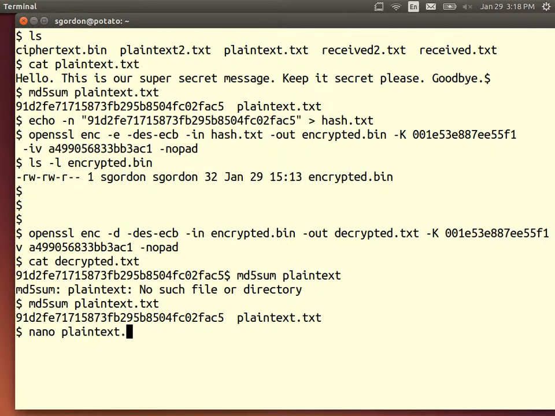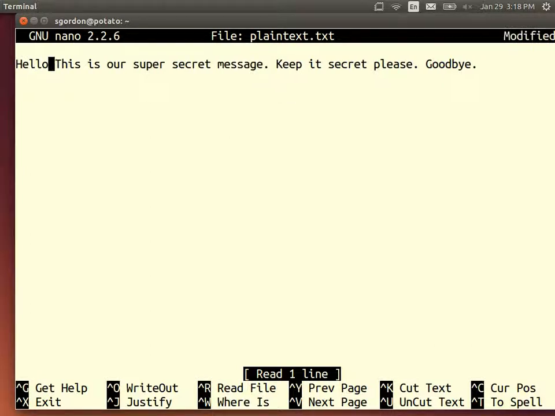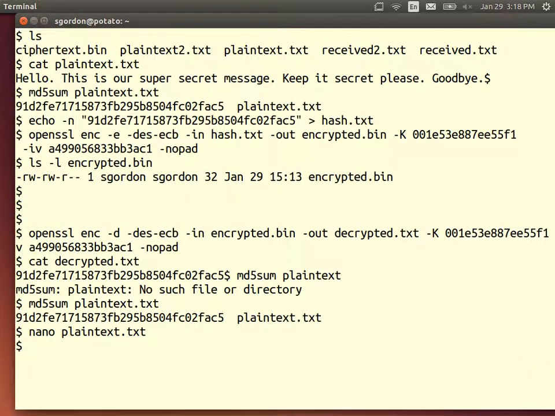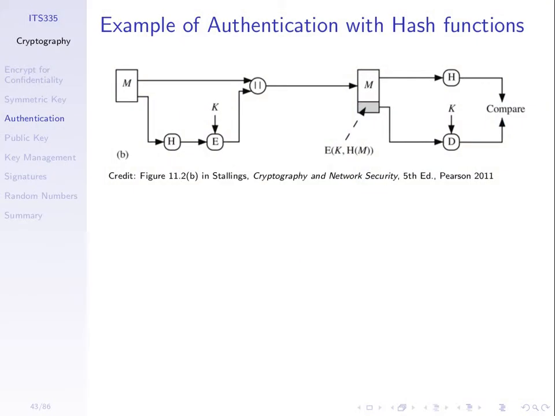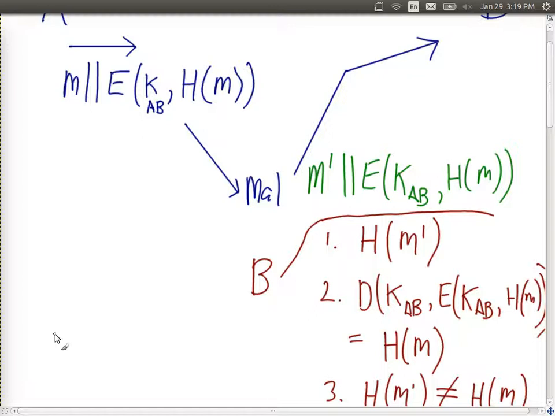If you change the message, let's change the message, plain text. Hello, change, remove the dot, replace it with a space, just change one character. Take the MD5 sum now. It's a different hash value, okay? If the message was modified, the hash value will not be the same as the decrypted hash value. And that's how we know that something's gone wrong. And that's what happened in this example. We did modify the message, therefore the hash values didn't match.